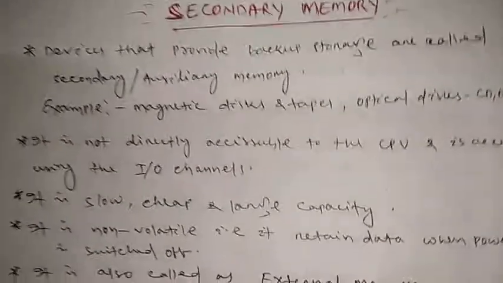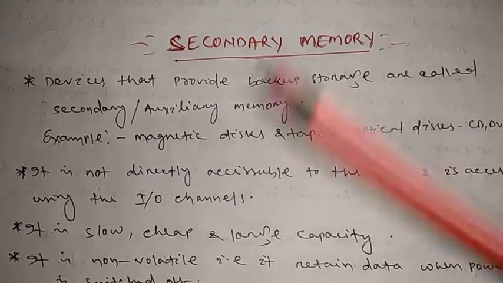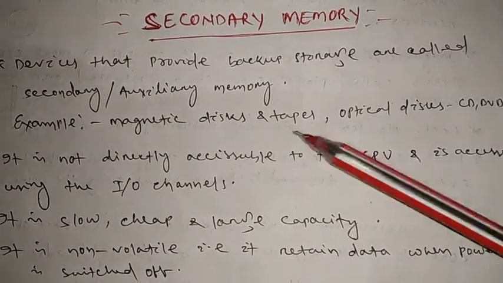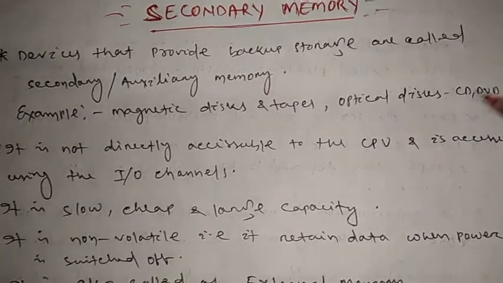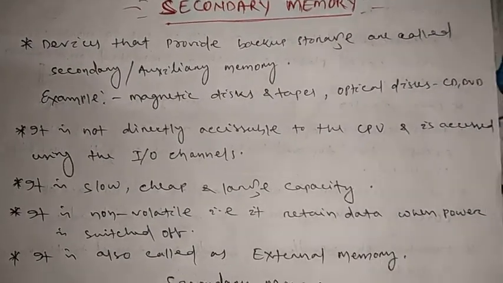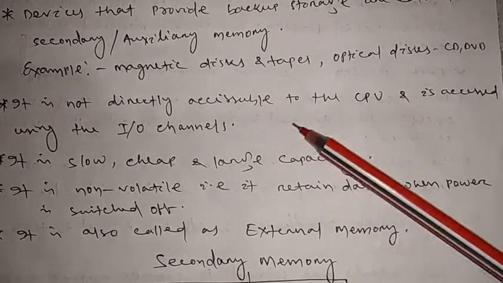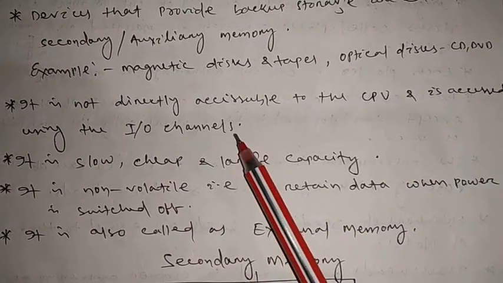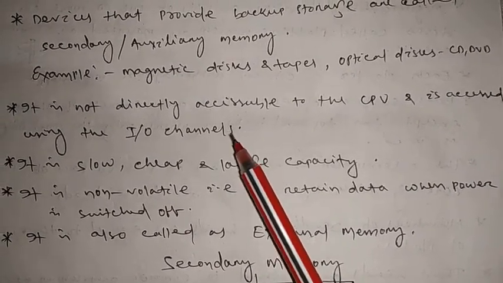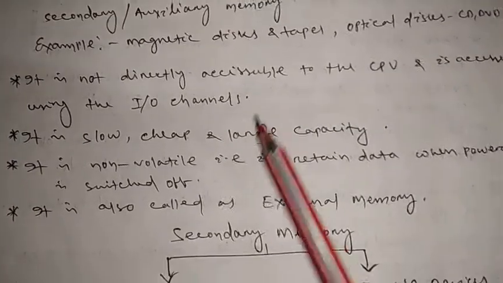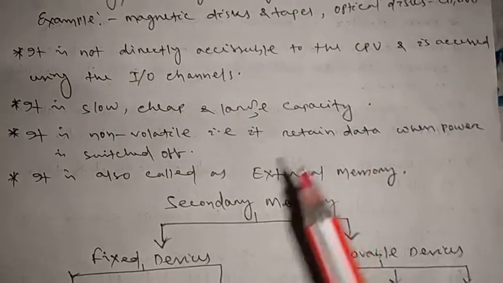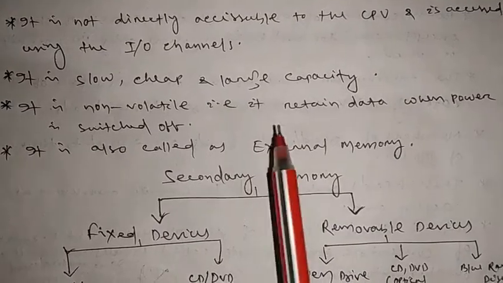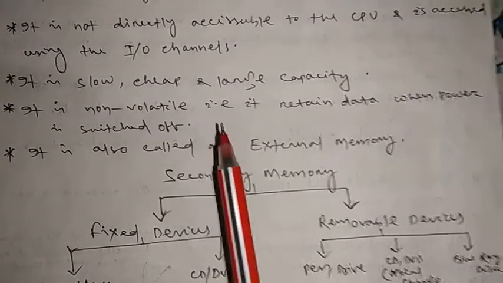Next is secondary storage, also called auxiliary storage. Devices that provide backup storage are called secondary or auxiliary memory. Examples: magnetic disk, magnetic tape, optical discs like CD, DVD, pen drive, floppy disks. These are secondary memory. It is not directly accessible to the CPU and is accessed using the IO channel. Already we discussed, it is not directly accessed by the processor; it is accessed with the help of main memory or IO channels. It is slow, cheap and of large capacity, in sizes like terabytes. It is non-volatile, that is, it retains data when power is switched off.